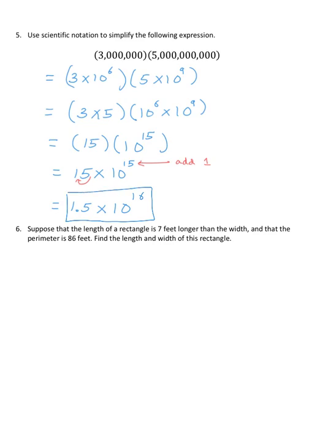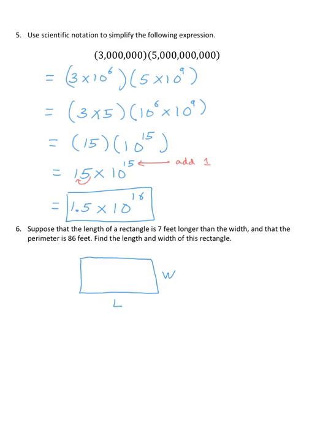For this last question, it says, suppose that the length of a rectangle is 7 feet longer than its width, and that the perimeter is 86 feet. I'd like to find both the length and the width of this rectangle. So just to draw a picture to see what's going on, here's my rectangle. This is the length and this is the width. It says that the perimeter is 86 feet. This is the total distance around.